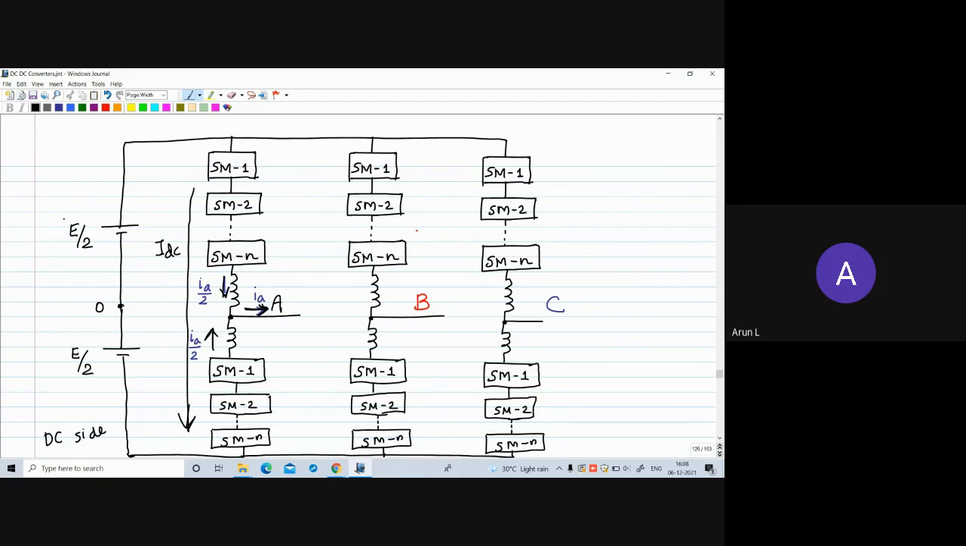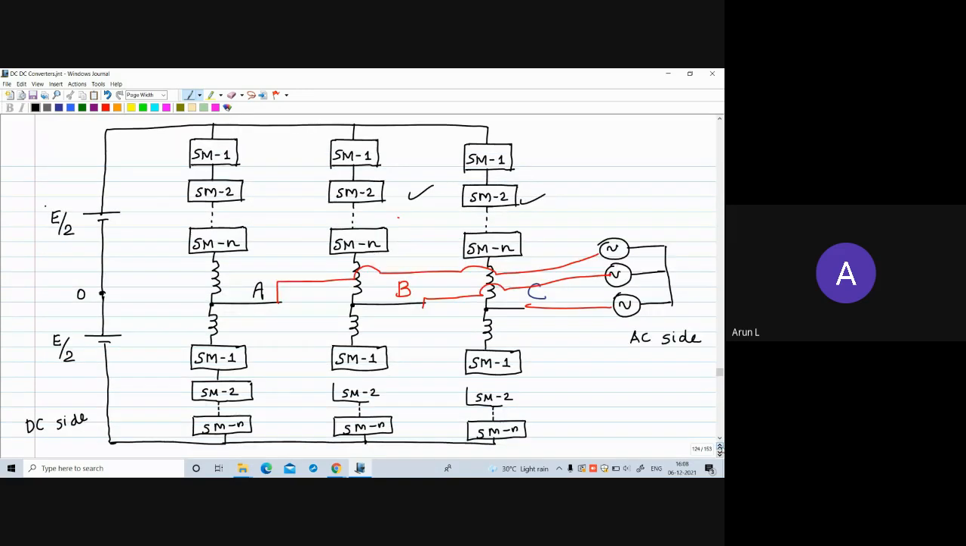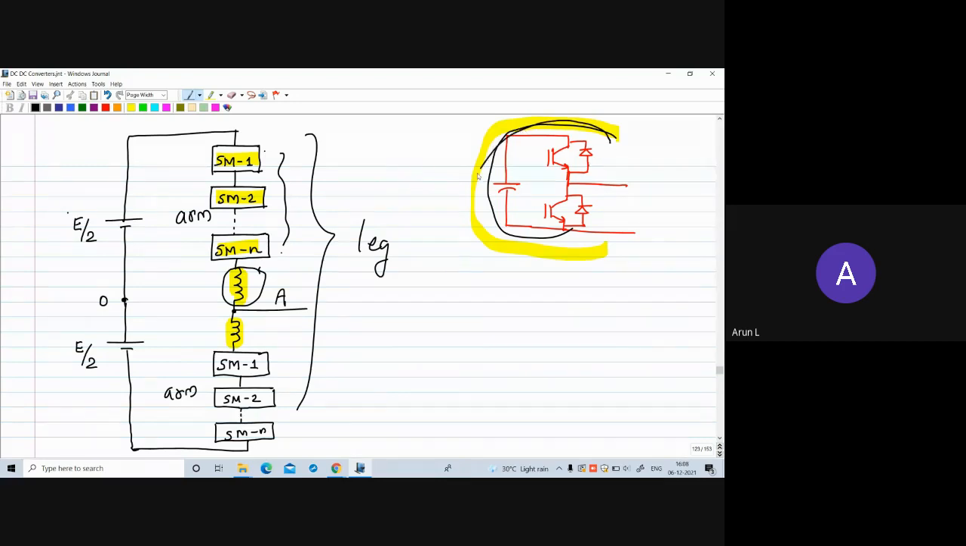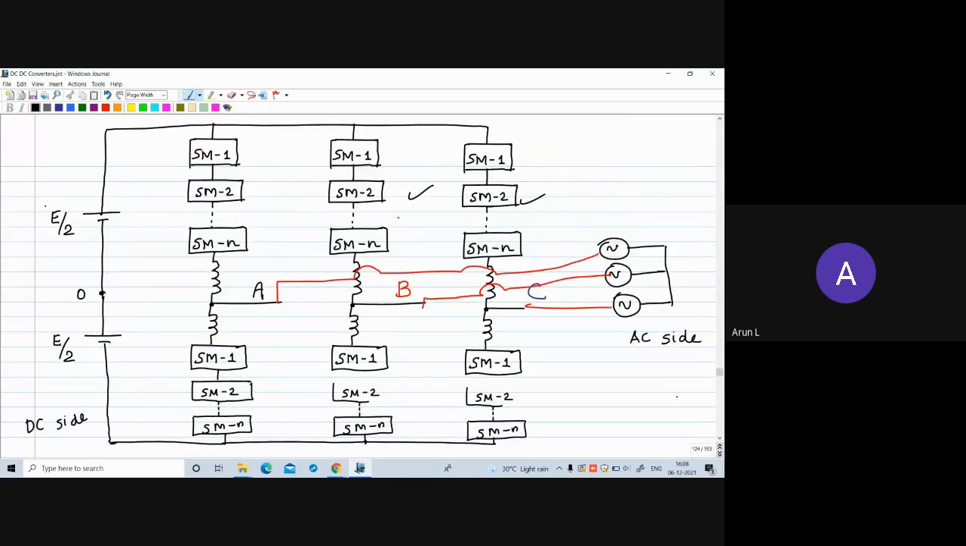And whenever active power flows through one arm, what will happen here? There is a capacitance in this half bridge, so there is a chance that this capacitance will get discharged. So the voltages in the capacitors of different submodules may not be the same. So how to equalize the voltages in the capacitors of different submodules? That is also an active research area.